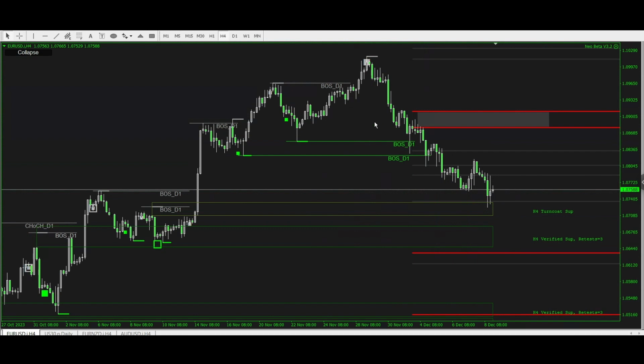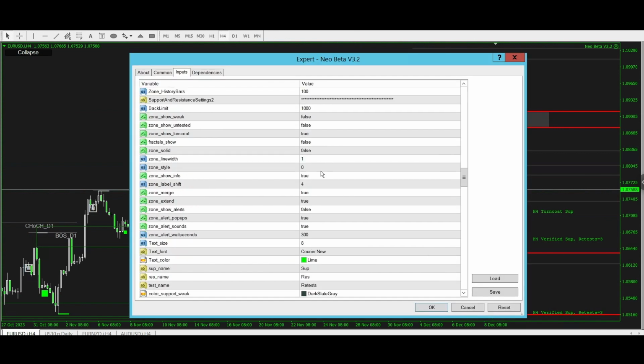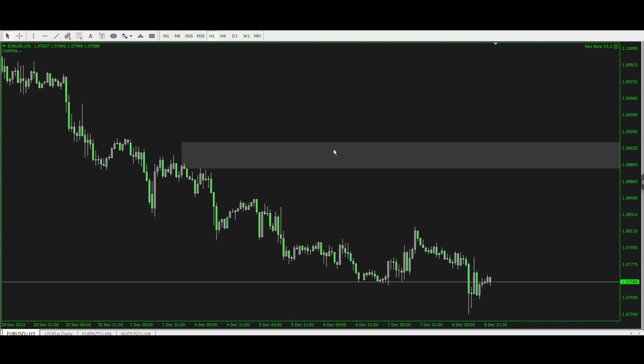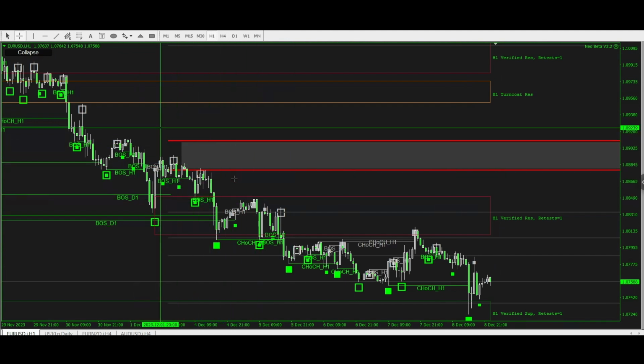Another fantastic way to find entries off of this is using the multi-time frame break of structure system on Neo. So we can easily just go to expert properties, and again we can just scroll down here, and all we have to do is literally come over to here, and if we're just switching on the 1 hour break of structure, that would help us for something like this. And then let's say we come down to the 1 hour chart, just so you can see that the rejection lines regardless of time frame will always be there.